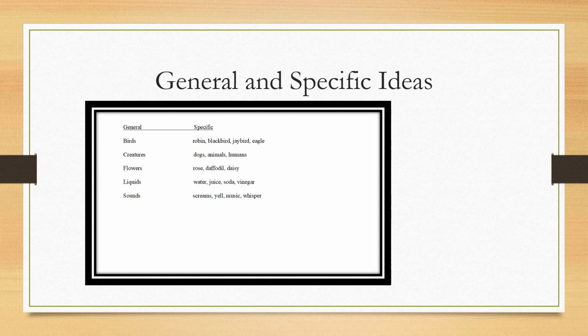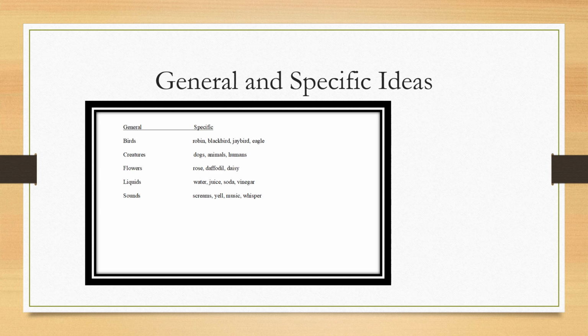Like I said, if you can distinguish between general and specific ideas, then it sets the stage or the foundation for you to be able to identify the topic. Okay? And the general idea is closely tied to the topic. Your general idea will be creatures. Your specific idea will be types of creatures: dogs, animals, and humans. Your general idea or the topic will be flowers. Your specific idea will be types of flowers: rose, daffodil, or daisy.